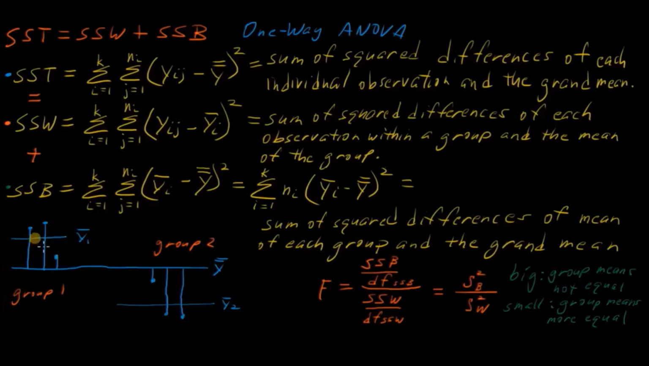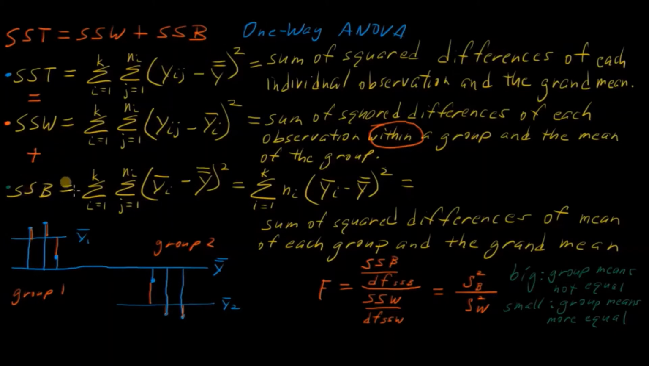In this part, the sum of squares, the W stands for within, within each group. So we're going within each group and taking each observation, and taking the difference between it and its own mean. So that's going to be these squared distances. And then this plus this equals the total.